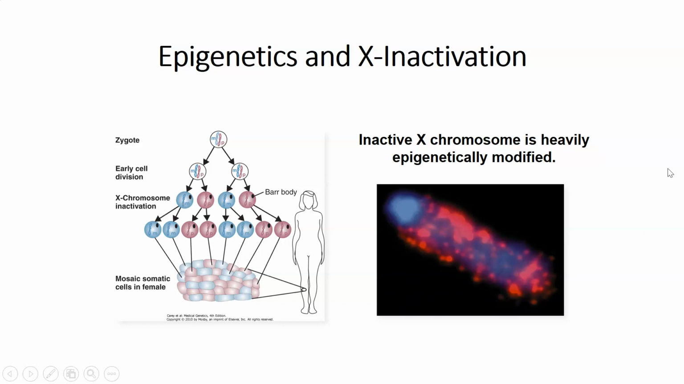Okay? And the inactive X, it turns out, is inactivated into heterochromatin by epigenetic modification. And we can see that in an inactivated X, this bar body here, because it's staining with antibodies against epigenetic markers that occur during inactivation of a chromosome.